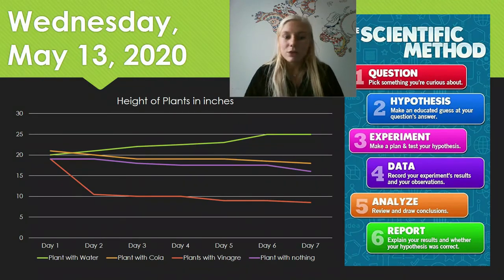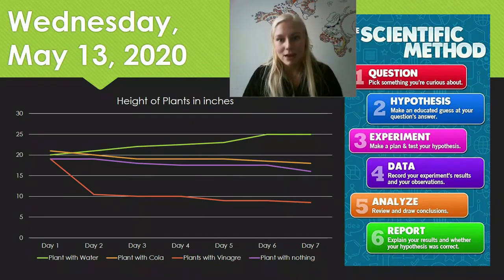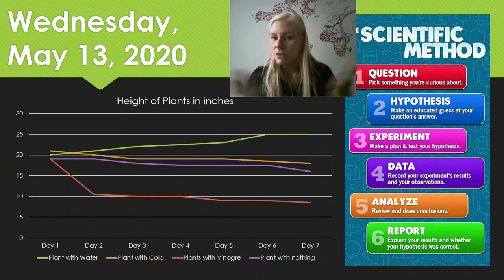You can see the green one grew, right? The red one, which is the one with vinegar, died, right? Like from day 1 to day 2, it went down a lot. Basically died, okay? And then the other two, with cola and with nothing, kind of slowly went down. That's all. That's all you need to know.